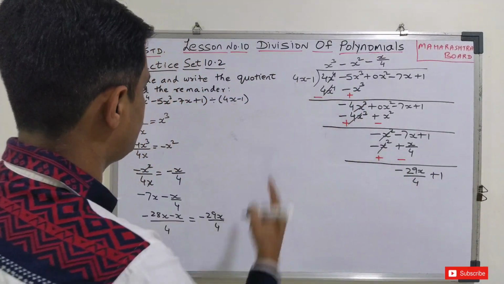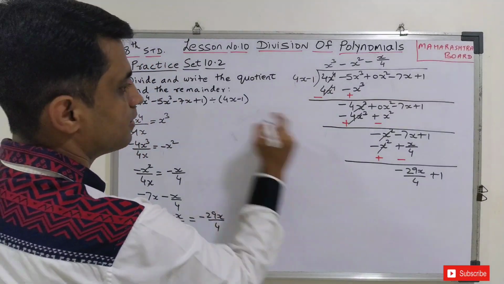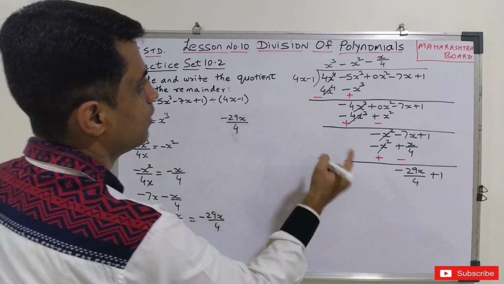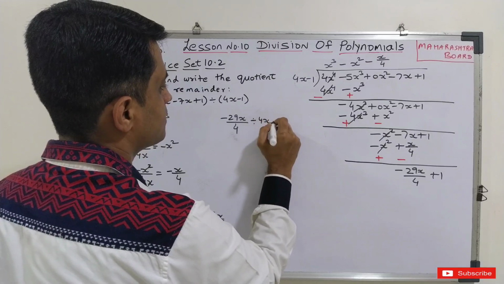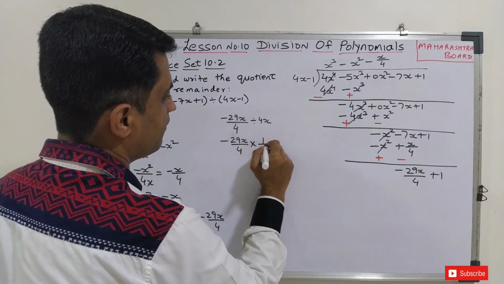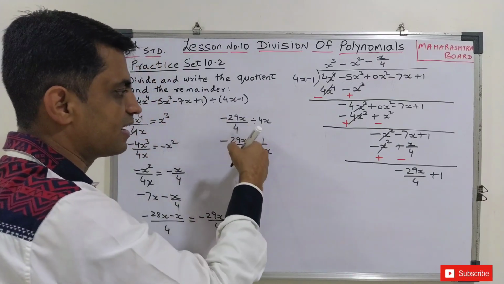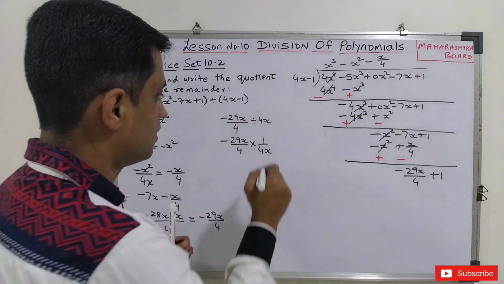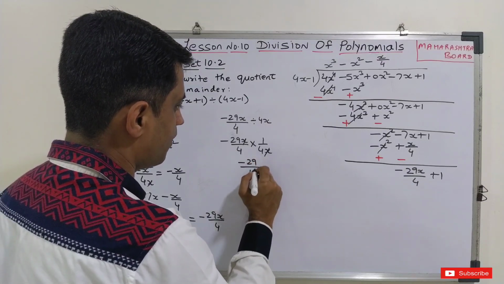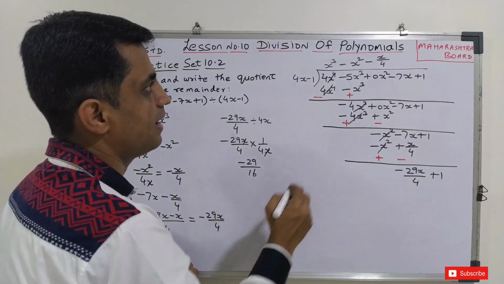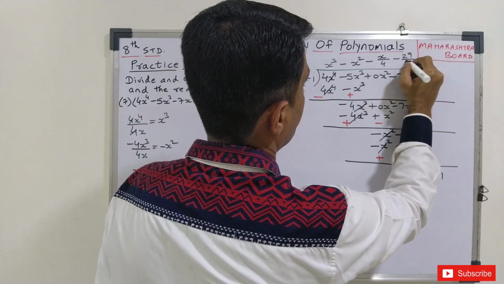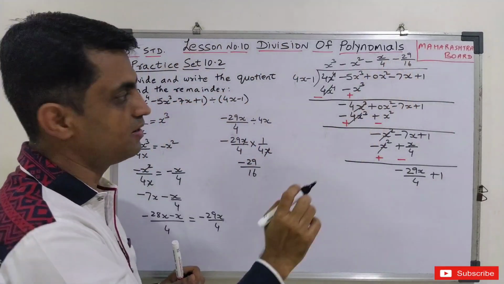Yes, can we divide this? Yes, it is possible. So again we will divide this part. Minus 29x upon 4 divided by 4x. So minus 29x upon 4 multiplied by 1 upon 4x. If you do divide, it becomes multiply by the multiplicative inverse. So here x and x will get cancelled. So what will we get? Minus 29 upon 16. Yes students, so what we will write here? Minus 29 upon 16. Constant has come, so our division is almost over.